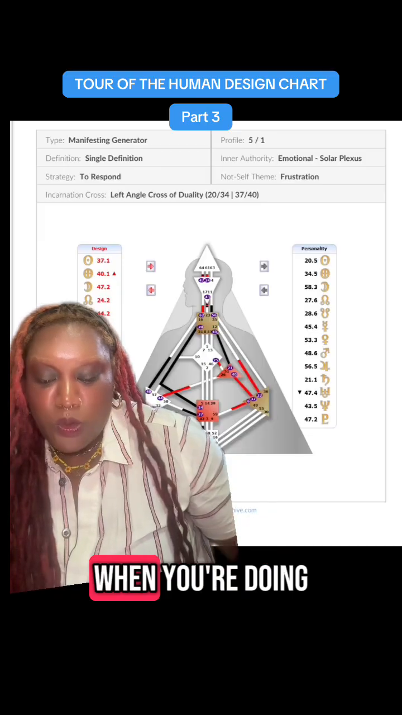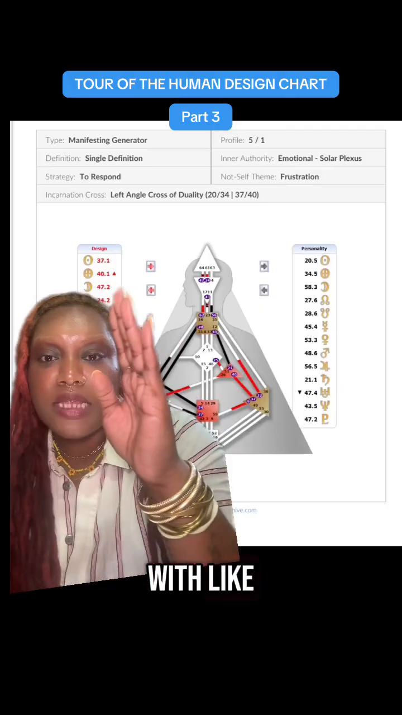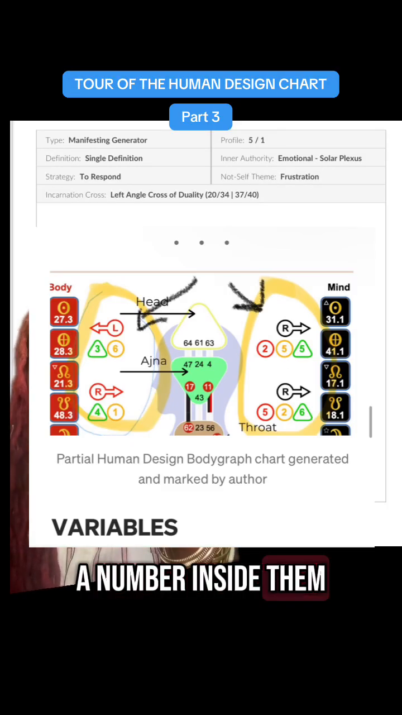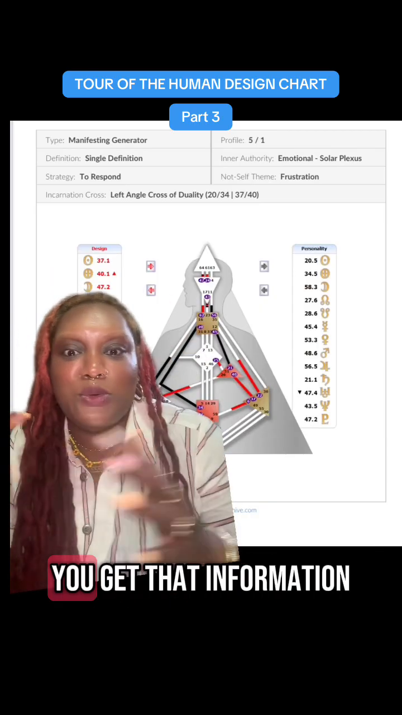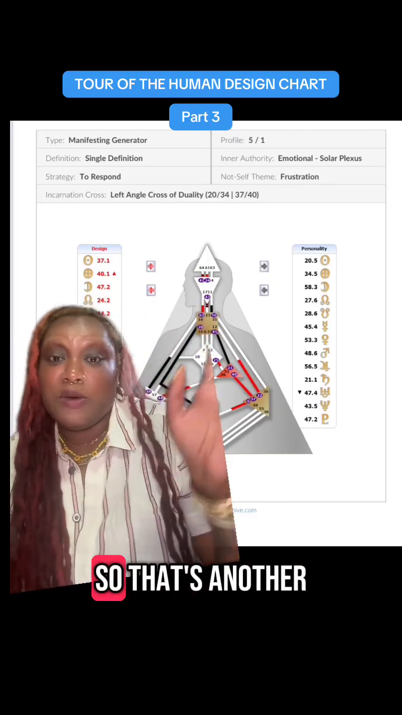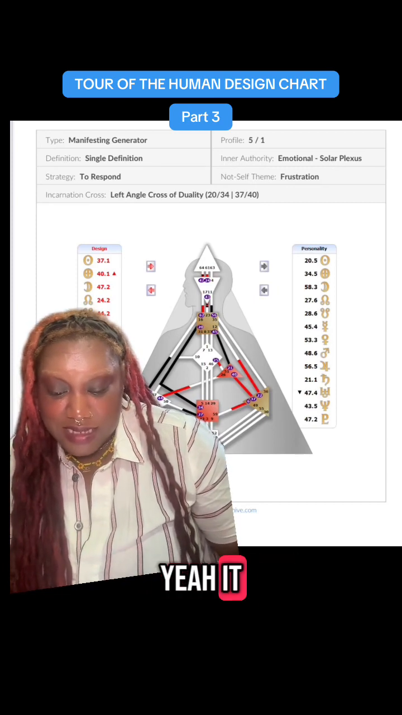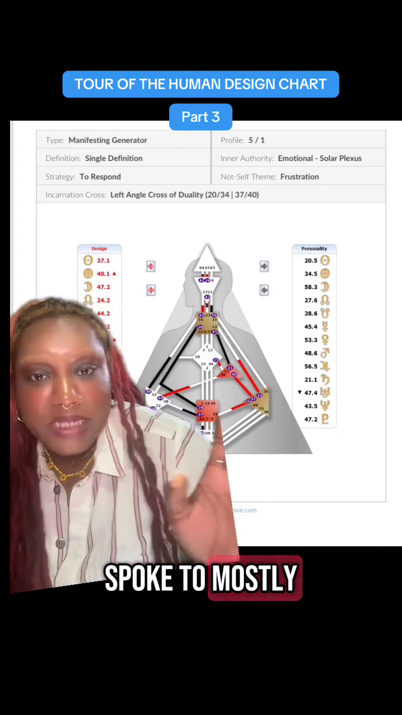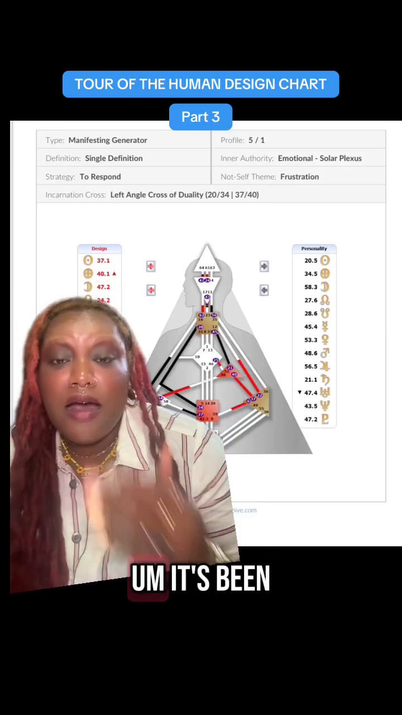But when you're using these variables, they also come with shapes next to them, usually with a number inside them, and so it's tone and color, and those will be a part of how you get that information. It's really, really cool. So that's another thing for you to check out. Yeah, again, it's so much information in this chart. Hopefully, I think I spoke to mostly everything that I know of as of now and that I utilize.